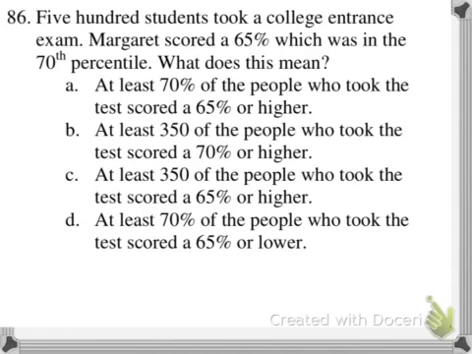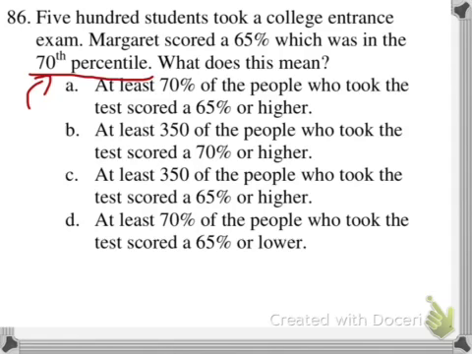Okay, last one. 500 students took a college entrance exam. Margaret scored a 65%, which was in the 70th percentile. What does this mean? So it's asking what the 70th percentile means. So 70th, let's just break this up. 70th percentile means that 70% of the people scored below her.